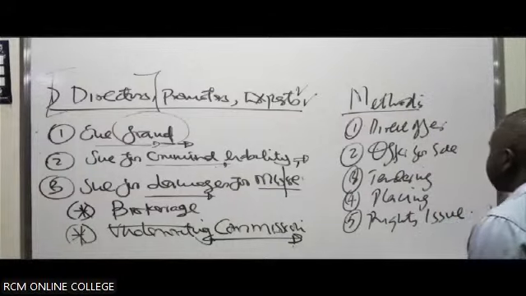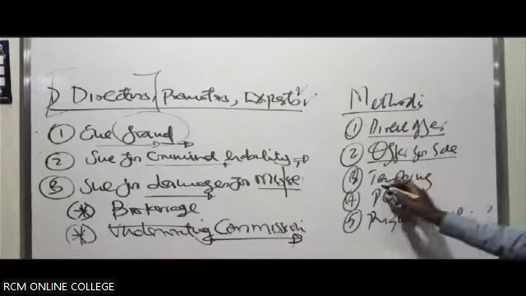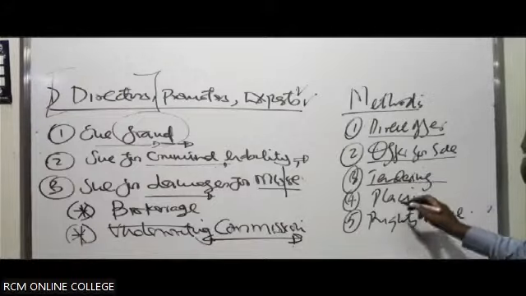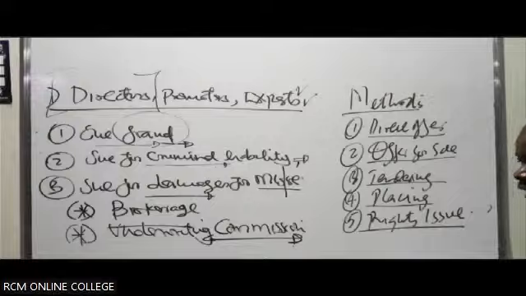So these are the methods the company can use to sell the shares. They can do a direct offer. They can do what we call offer for sale. They can do tendering. They can do placing. They can do a rights issue. So those are the methods of issuing shares.